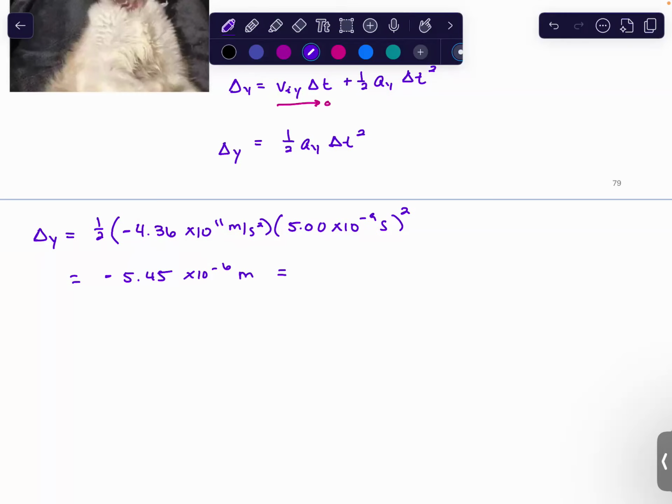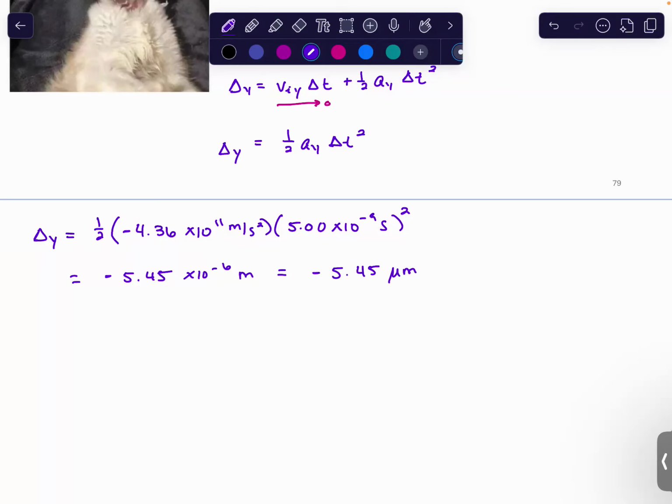What's another way you could represent that? 5.45 times 10 to the negative 6 meters is micrometers. So it's a negative 5.45 micrometers. Okay, so if you were working this problem, you would still get full credit if you came out with positive. You just use magnitudes, that's fine. Personally, I like positives and negatives because this tells me it's deflecting in the negative y direction.